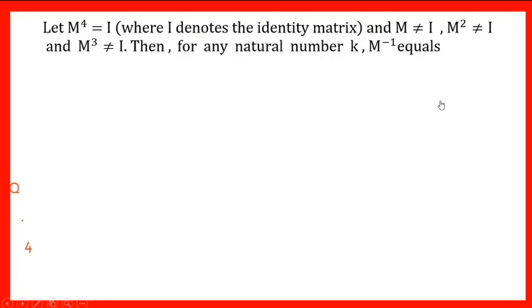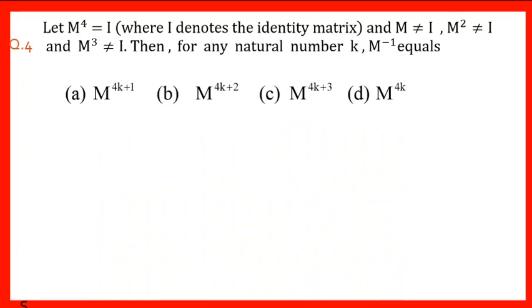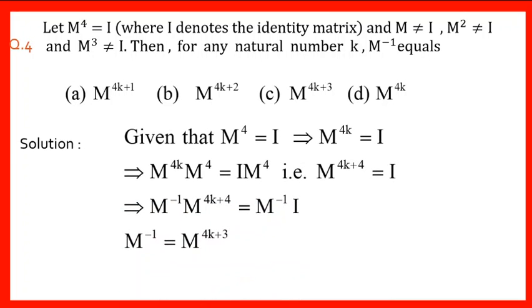Let M raised to power 4 be I, and these matrices are not equal to I. Then for any natural number k, what will be the value of the inverse of the matrix? Here we will make use of the given expression, as I told you, always make use of the given information. What is given is that M to the power 4 is I, right? As we find in the options M to the power 4k, let us raise the power k on both sides. So we get M raised to power 4k is equal to I raised to power k, and I raised to power k is always I. Then M raised to power 4 is I, and M to the power 4k is also I. So let us multiply these two.